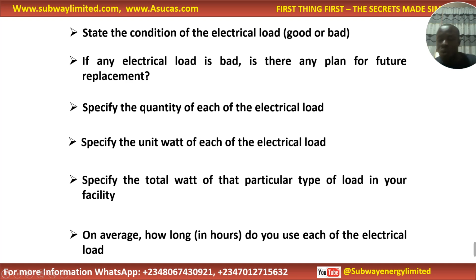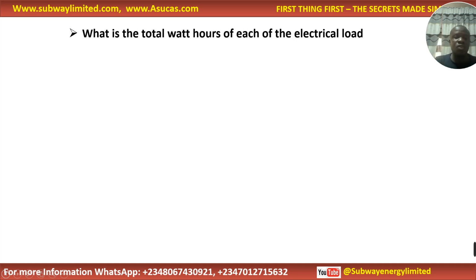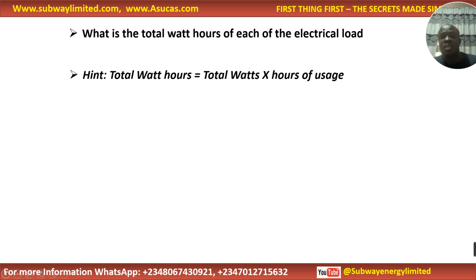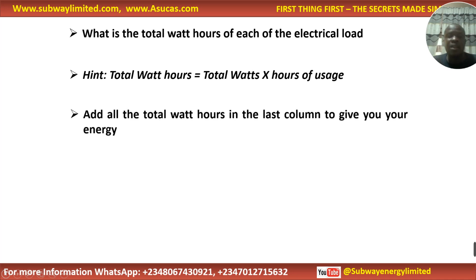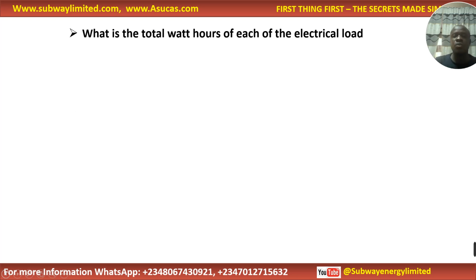So on average, how long in hours do you use each of the electrical loads? What is the total watt hours of each electrical load? Hint: total watt hour is equal to total watt times hours of usage. We already said that. Add all the total watt hours in the last column to give you your energy consumption in the facility.